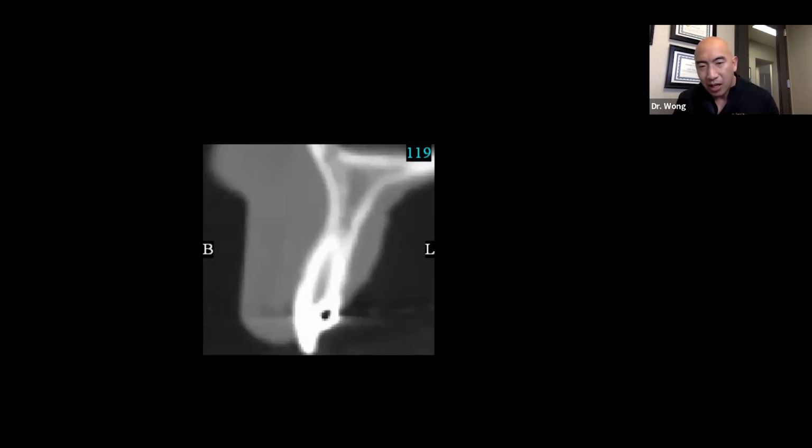The problem here is just an improper diagnosis. We didn't realize beforehand, because we had no CBCT, that the ridge actually needs to be augmented. It doesn't need to just have a tooth removed and the socket grafted. It needs to be augmented.